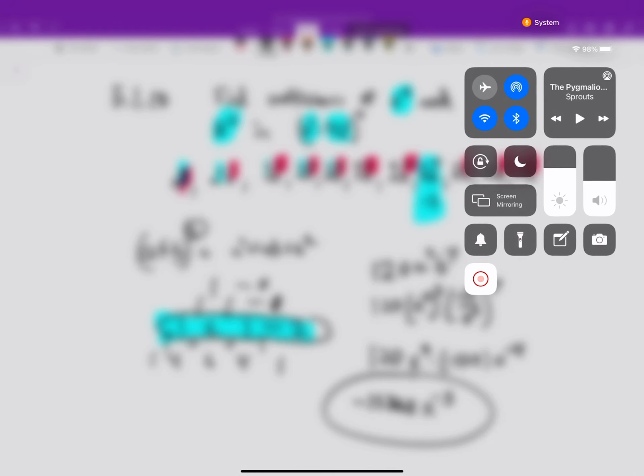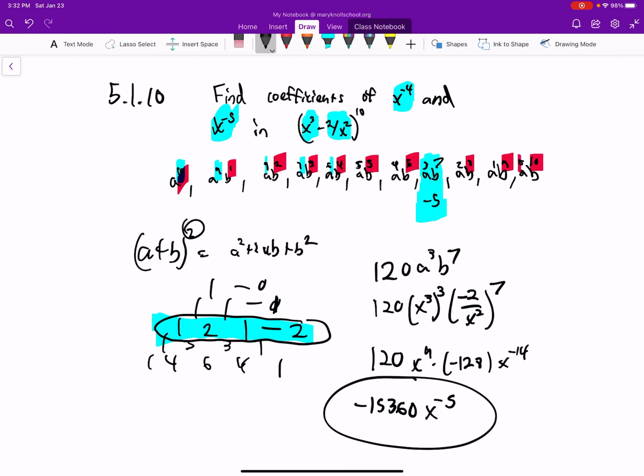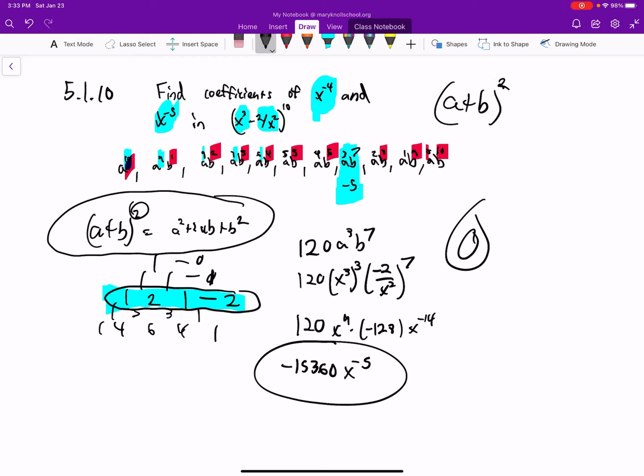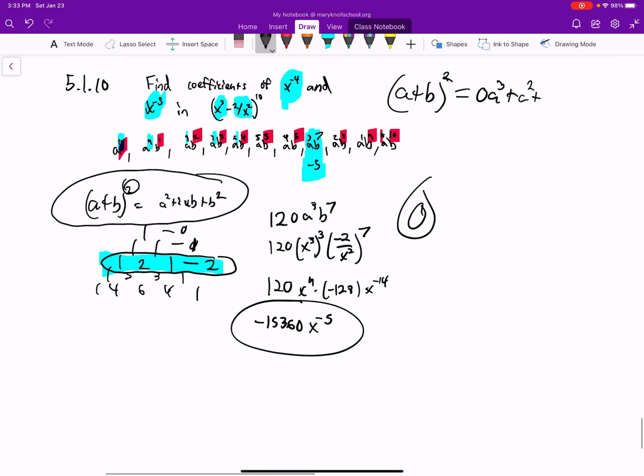All right. Oh, we're also supposed to look for the coefficient of x to the negative 4. So it doesn't exist, so we would just call it 0, right? It's kind of like, what's the coefficient of a to the third power here? Well, we could just say (a + b) squared equals 0a cubed plus a squared plus ab plus b squared, right? So the coefficient of a cubed is 0. Likewise, the coefficient of x to the negative 4 is also 0 because it's not in there.